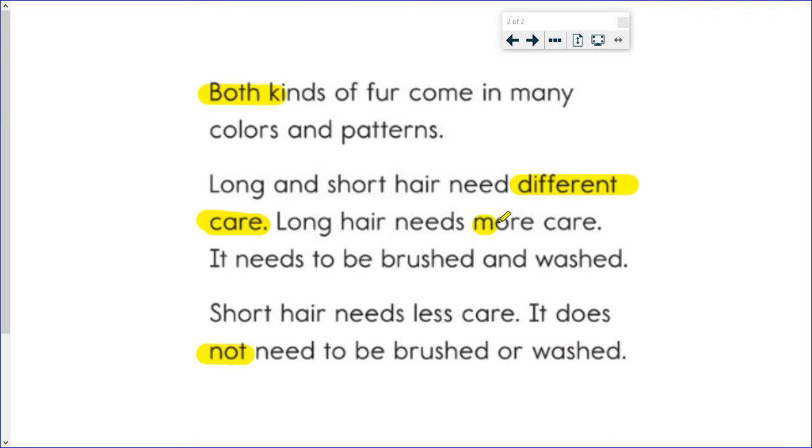Long hair needs more care. It needs to be brushed and washed. So on my Venn diagram, more care would go on the long hair cat side. Brushed and washed would also go on the long hair cat side. Whereas short hair, it needs less care. It does not need to be brushed or washed. That is a quality that only short hair cats have. They don't need to be brushed or washed. They generally need less care.